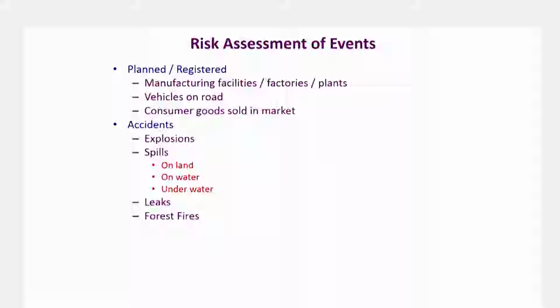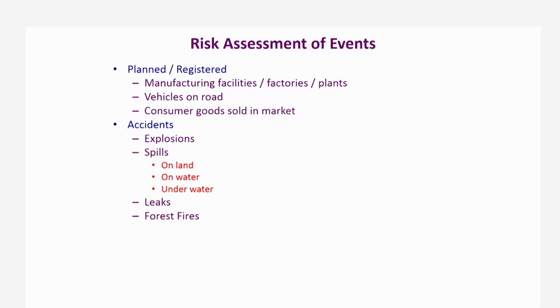What cannot be accounted for is accidents, which are events that are not supposed to happen in the normal course of things. But in all the planned and registered activities, there is a possibility of an accident happening. For example, there is an explosion, or there is a spill, on land, on water, or underwater. So, there are several examples of oil spills on land, or a ship carrying oil breaks and the oil is spilled on open sea, or an underwater pipeline carrying oil spills oil, and we have a big problem on our hands if that happens. And there are leaks of pipelines, which is an accident.